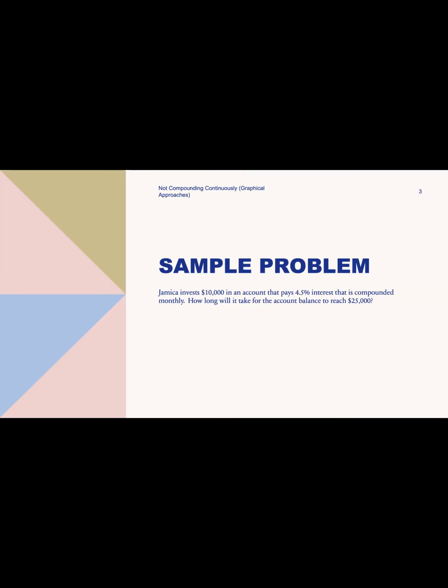Here's our sample problem that we're working with. Jamaica invests $10,000 in an account that pays 4.5% interest that is compounded monthly. Notice it doesn't say it's compounded continuously, it's compounded monthly. So we have these intervals of time when it's compounded. The question is, how long will it take for the account balance to reach $25,000?